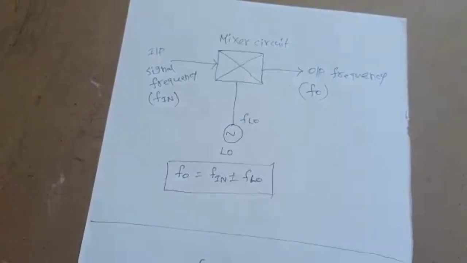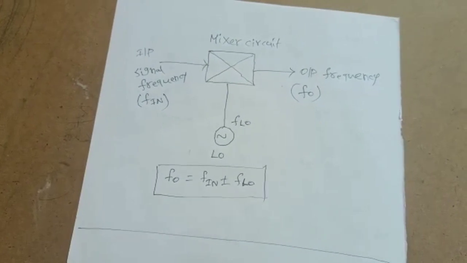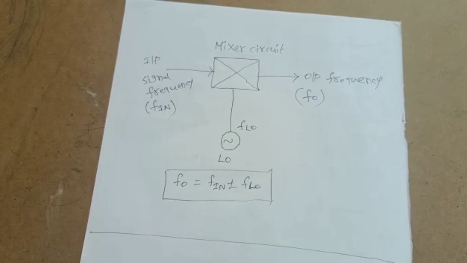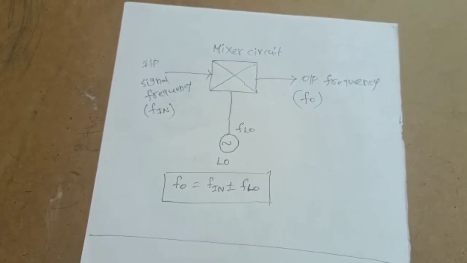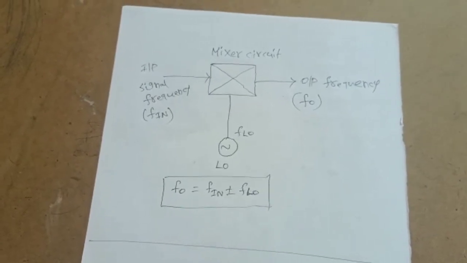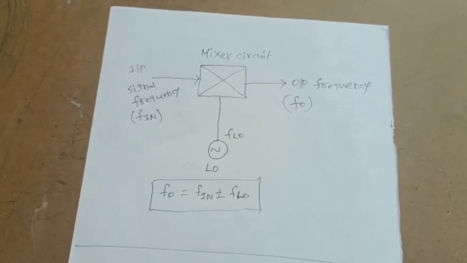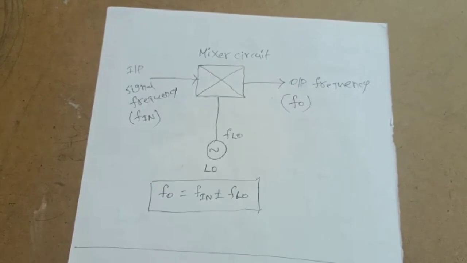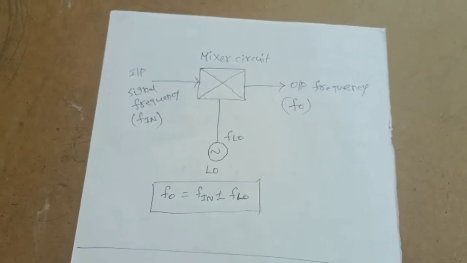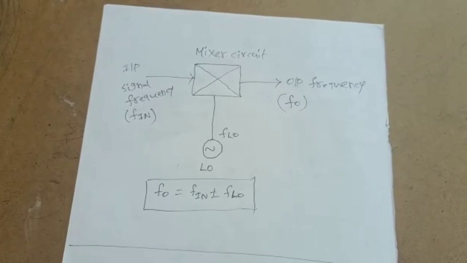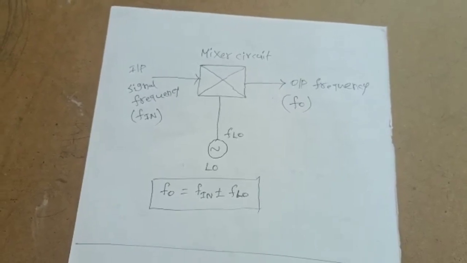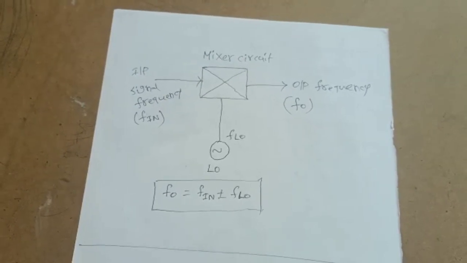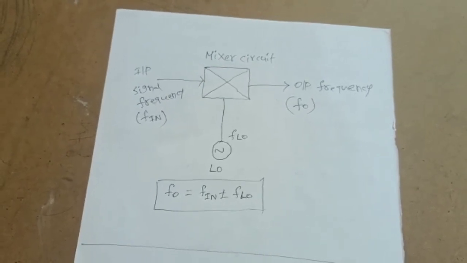So this input frequency and the local oscillator signal frequency are going to be combined or subtracted in the mixer circuit. This is a concept which is used in any communication system. Our parametric amplifier concept is somewhat similar to this mixer circuit. In this mixer circuit, according to the required output frequency, the local oscillator is going to generate some signal with some frequency. Now we will compare this mixer circuit with our parametric amplifier circuit.